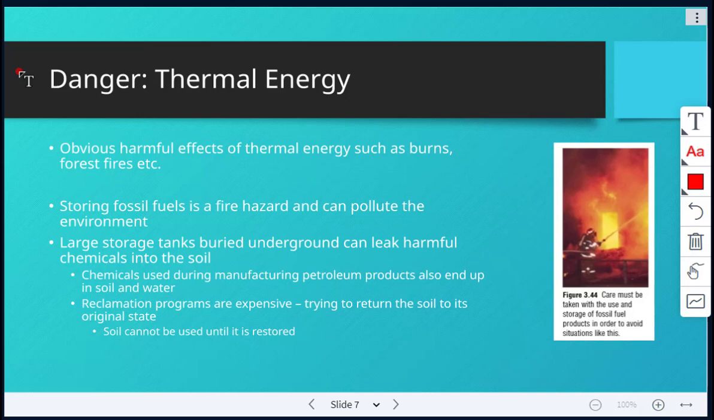Chemicals that are used during manufacturing petroleum products can also end up in the soil and water, and trying to return the soil to its original state is very expensive. That's called a reclamation program, and you cannot use that soil until it has been restored. So it's very important that using and storing fossil fuels are done with proper care.